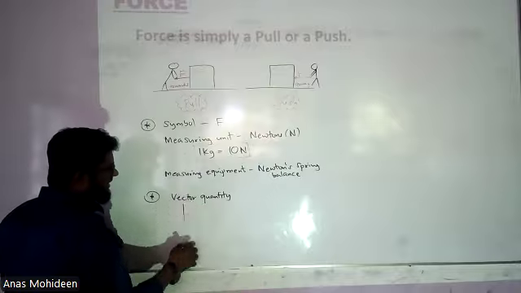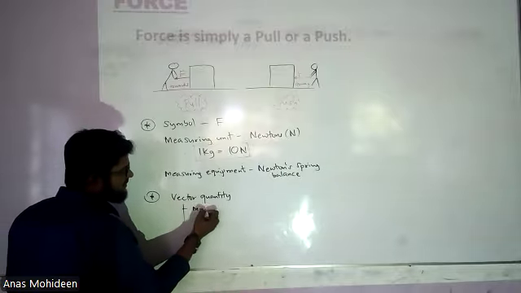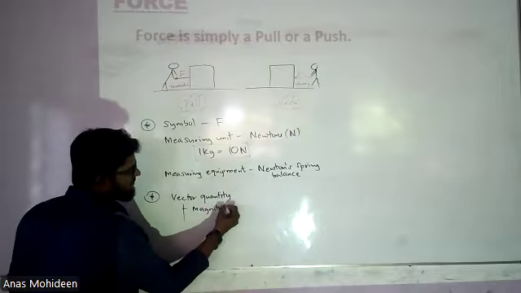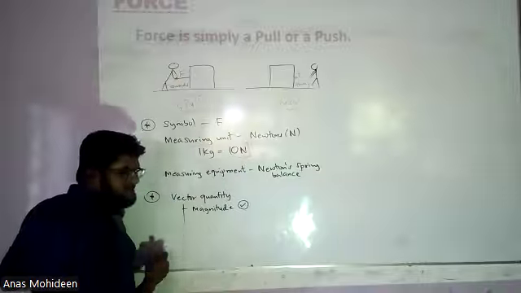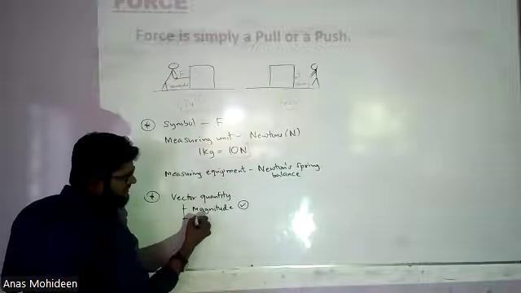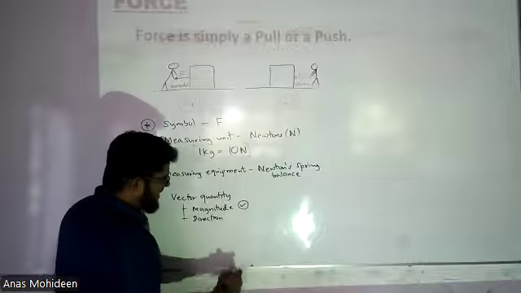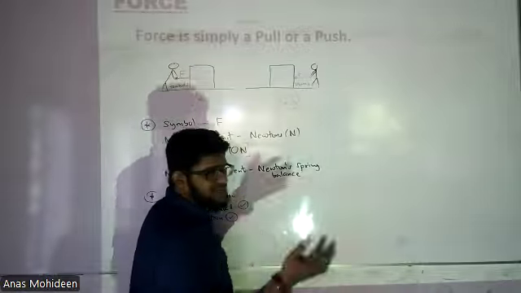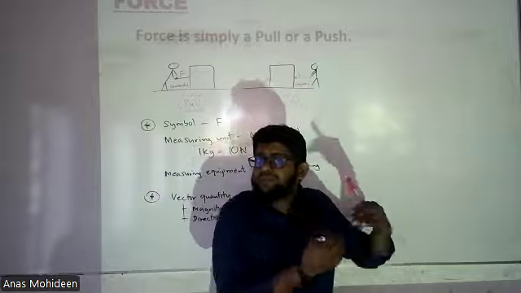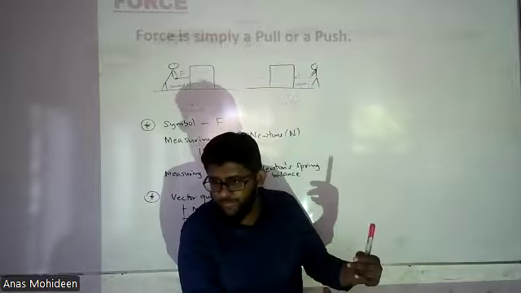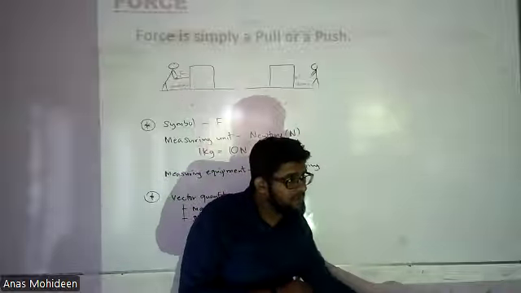Being a vector quantity, it has mainly 2 points. What are the 2 points? It has a magnitude, which we measure in newtons. And it has a direction. A definite direction is there, and for one direction, if you take it as a positive value, the opposite direction is going to be a negative value. To my right, if it is plus, to my left, it would be minus.